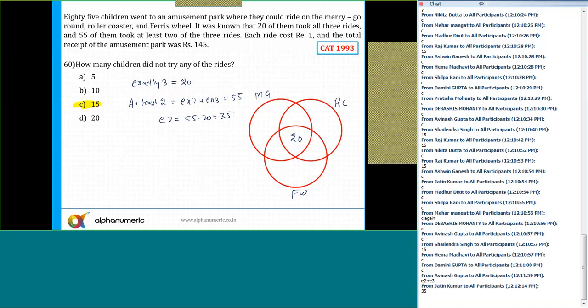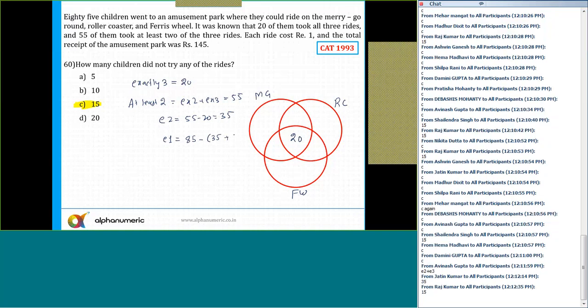Can you guys tell me what is the total number of persons who took only one ride, exactly one ride? The total number of children was 85. So out of 85 children, 35 took part in only 2 rides and 20 took 3 rides. Subtract this and you'll get 15. So there were 15 students who took a ride in only one of them.